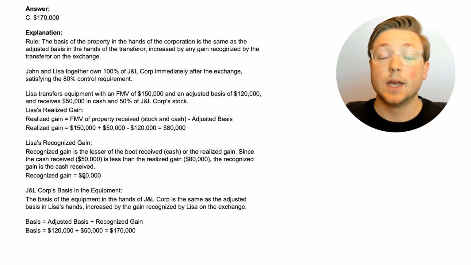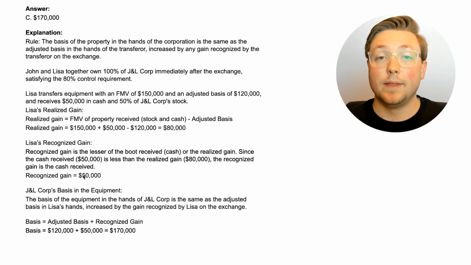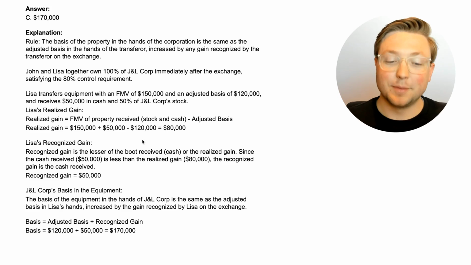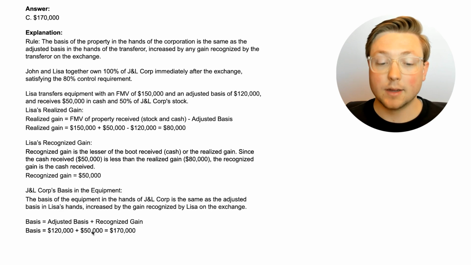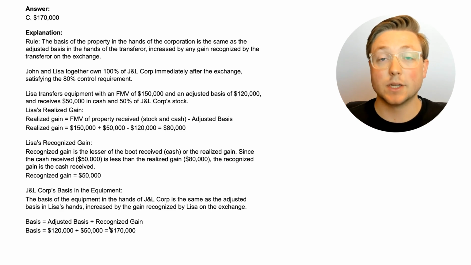But there are situations where the boot might actually be bigger, like the cash might actually be larger than the realized gain. And in that case, you actually do take the realized gain as the recognized gain. But that's not the case here. So $50,000 recognized gain. And that all matters because now we go to the adjusted basis that the corporation has, which is this $120,000. And we add that recognized gain that Lisa had. And that is the total basis that the corporation has in the property that it received. So again, it's the adjusted basis plus the recognized gain that Lisa had, $170,000.